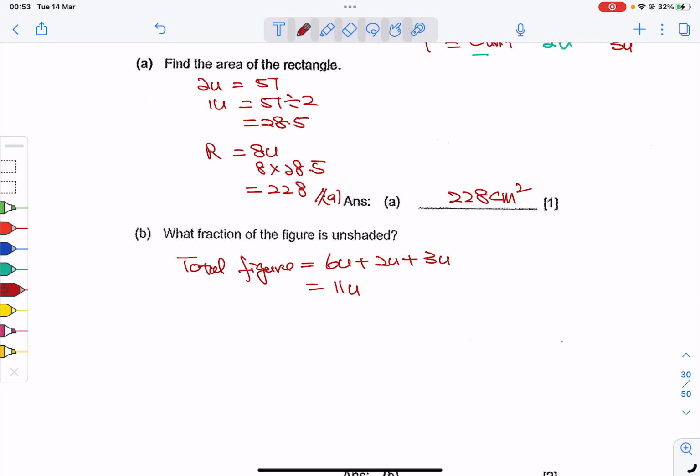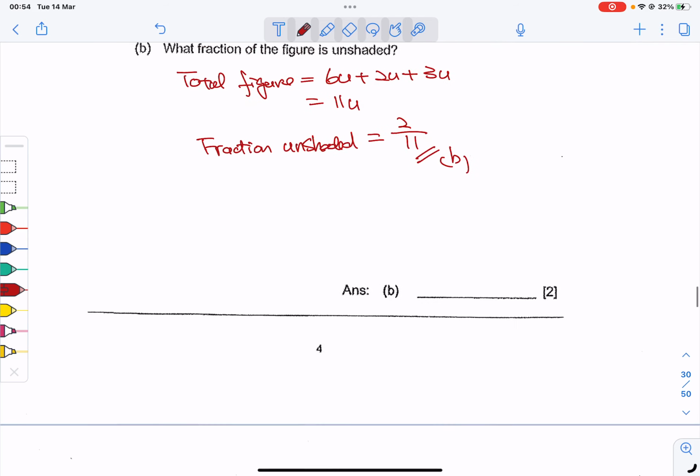Okay, fraction unshaded will be, unshaded is 2 units out of total figure is 11 units. So this will be my answer for B. 2 out of 11. Okay.